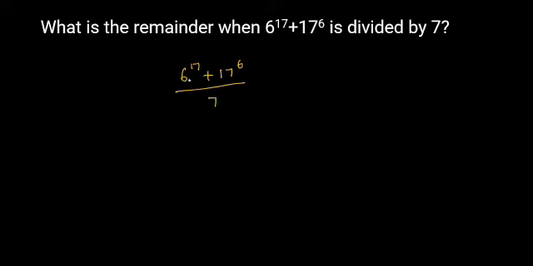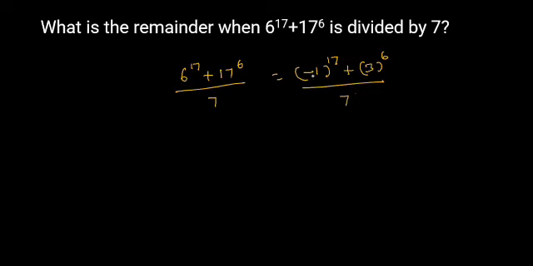Now what we will do is we will just try to divide this 6. 6 is actually one short of 7, so I can write it as minus 1. I apply the remainder theorem: minus 1 to the power of 17 plus, when I divide 17 by 7, what will be the remainder? 3 will be the remainder. So 3 to the power of 6, by 7.